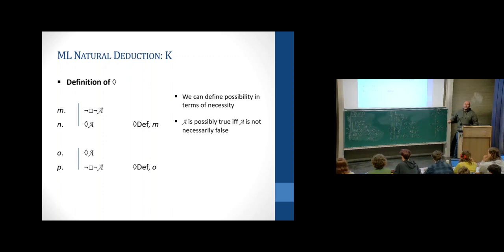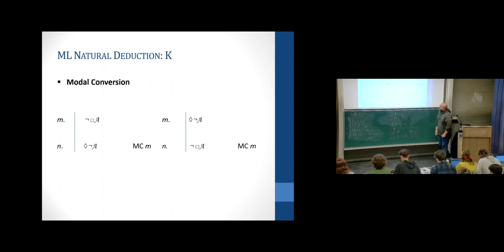The other additional rule we have for K has to do with modal conversion. This is about how we can interplay negations and our two operators. The first version of modal conversion is: if it's not the case that necessarily A, that is, it's not the case that A must be true, then it's possible that A is false.